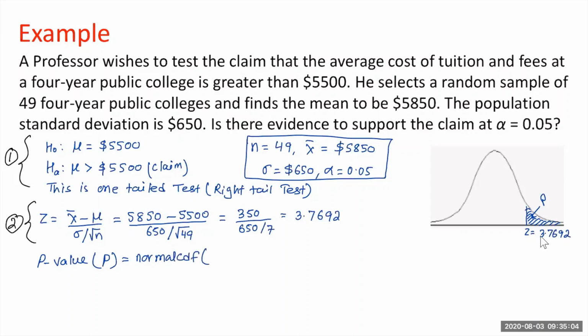The lower limit is 3.7692. Upper limit, from here it goes up to infinity. So E99. Because we have the z, this is the standard normal distribution. So mean is 0 and standard deviation is 1.